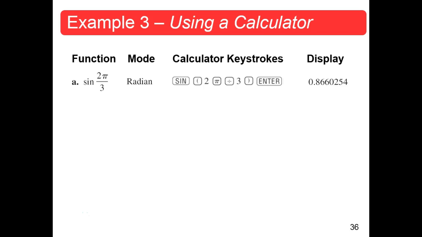0.66025. Okay, did you say 0.86? Okay, yeah. They got the same thing they did. Okay, so that was the A part. How about the B part?